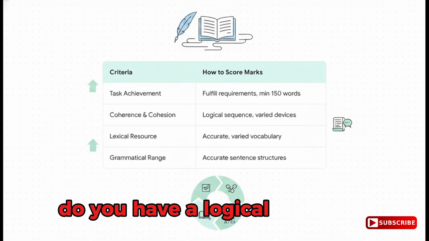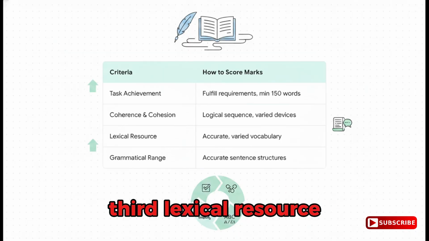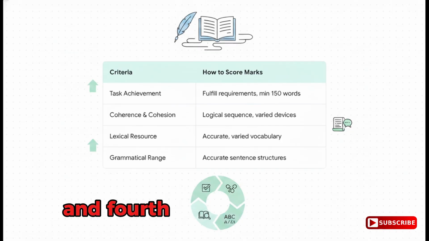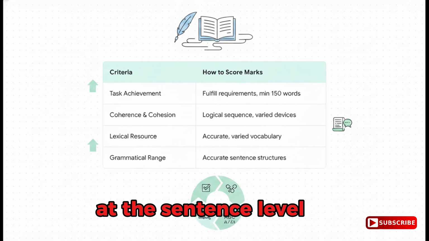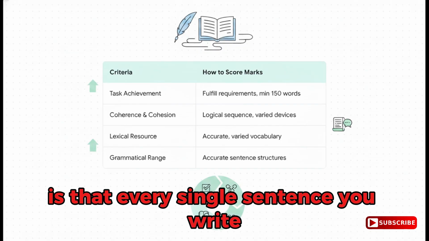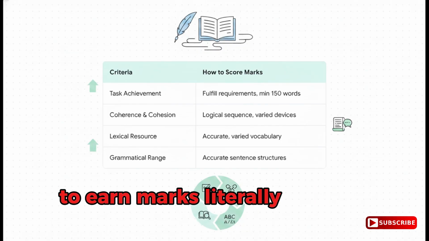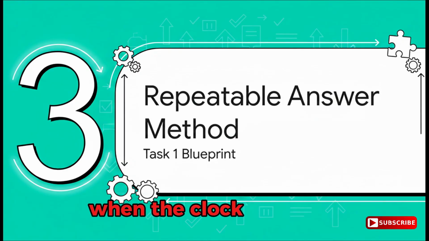Second, coherence and cohesion. Do you have a logical sequence and varied use of cohesive devices? Third, lexical resource. Basically, are you using an accurate and varied vocabulary? And fourth, grammatical range. Are your sentence structures accurate at the sentence level? So, the absolutely crucial takeaway here is that every single sentence you write has to directly serve one of these 4 criteria to earn marks. Literally, no filler allowed. All right, knowing the rubric is great and all, but how do we actually apply it when the clock is ticking?